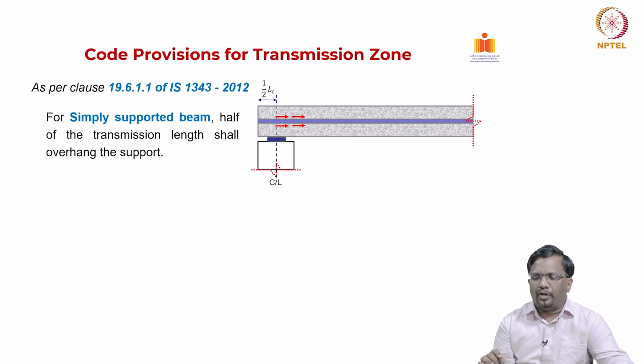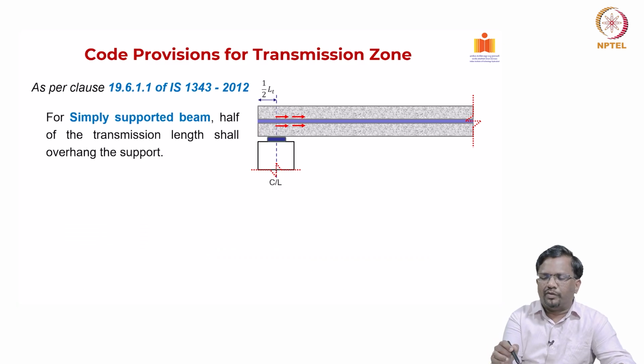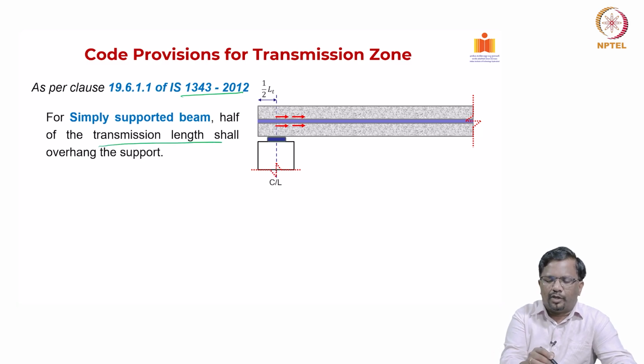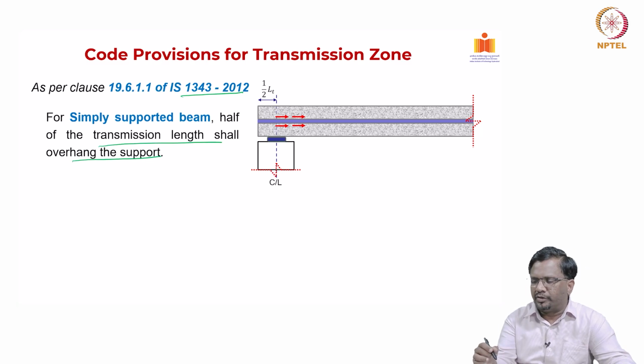Okay. In addition to that, there is one more provision that is given in IS 1343, and they say that for simply supported beam, half of the transmission length shall be overhang the support. That means, whatever you calculate your transfer length, this distance with the overhang over which you are going to put should be at least half of LT, that is LT by 2, right.